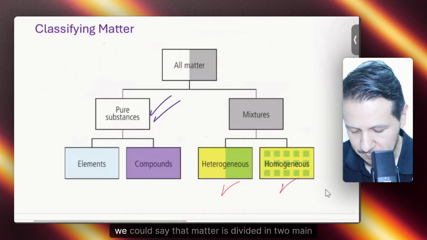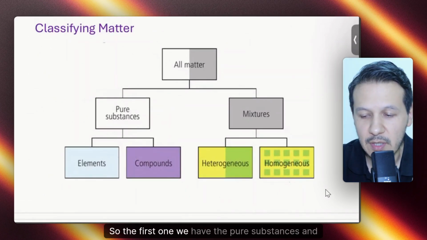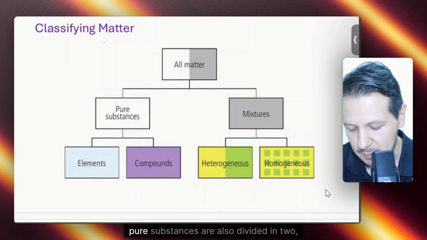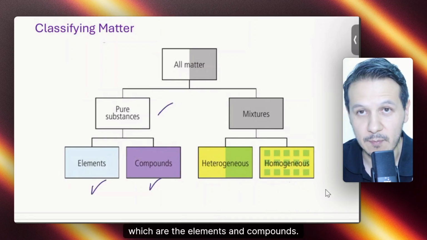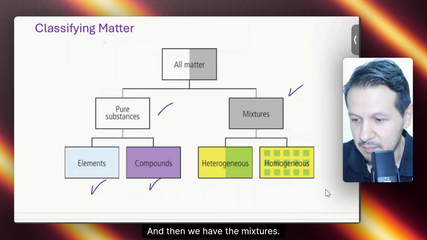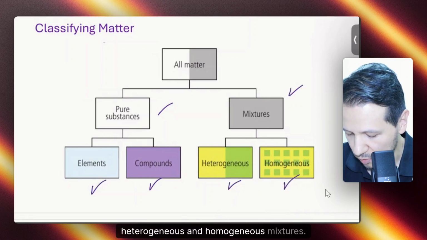So first, we could say that matter is divided into two main blocks. The first one, we have the pure substances, and pure substances are also divided in two, which are the elements and compounds. And then we have the mixtures. These mixtures are also divided in heterogeneous and homogeneous mixtures.